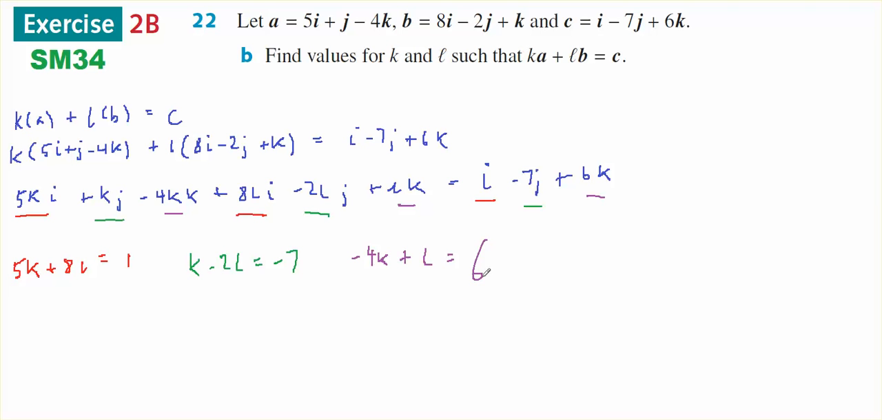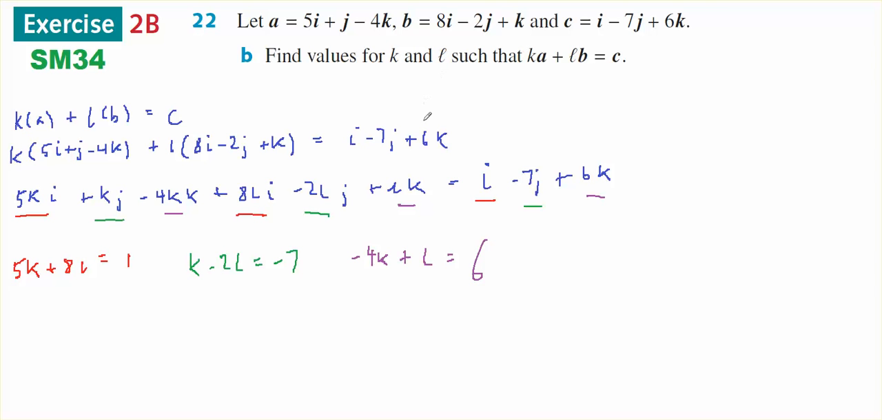I can choose any pair, and if they are dependent, I will get the same answers. If I choose different pairs and I get different answers, that means they're not dependent. It is impossible to find k and l because there's some independence happening between these particular vectors.